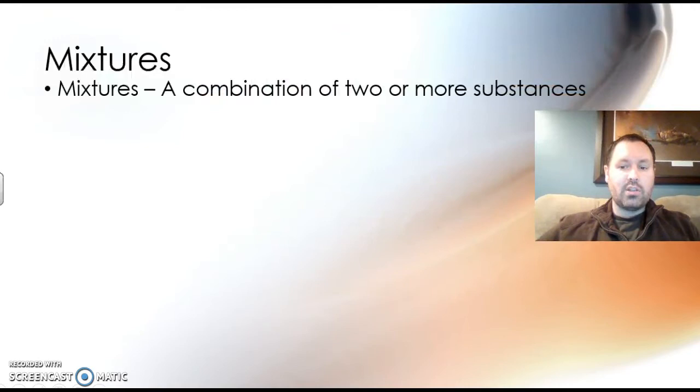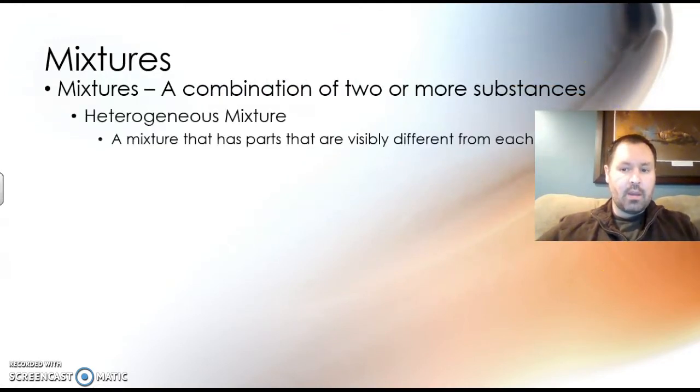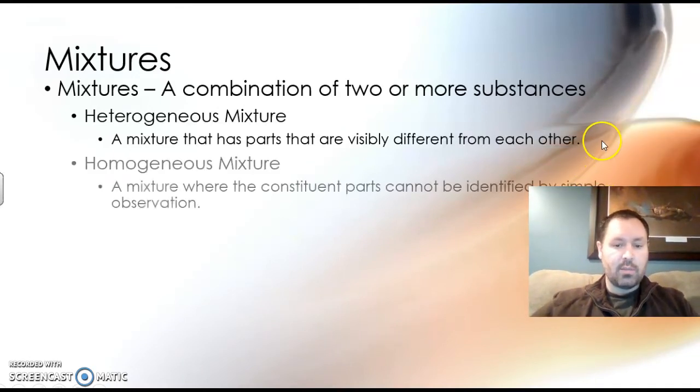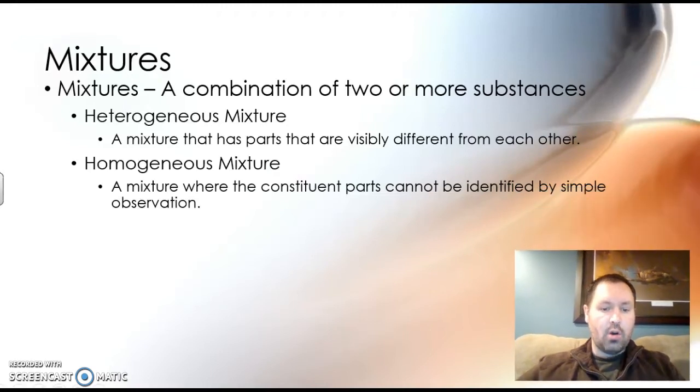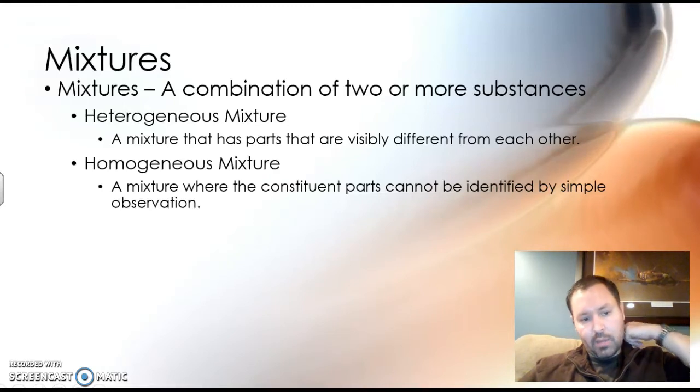All right, next, let's talk about mixtures. A mixture is a combination of two or more substances. Notice I said combination. It could just be mixed. There's heterogeneous mixtures, which is a mixture that has two parts that are visibly different. I'll give you some examples here in a second. And then there's a homogeneous mixture. A homogeneous mixture is a mixture where the constituent parts cannot be identified by simple observation.